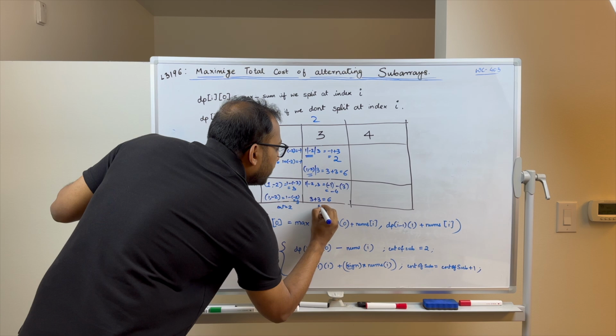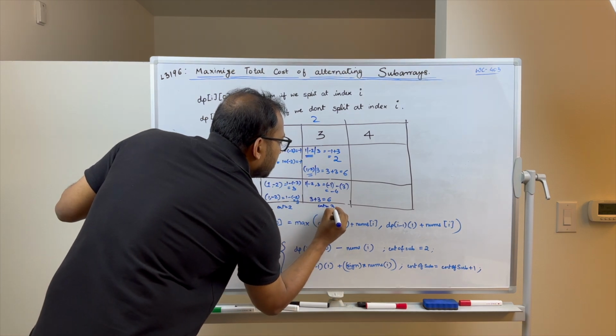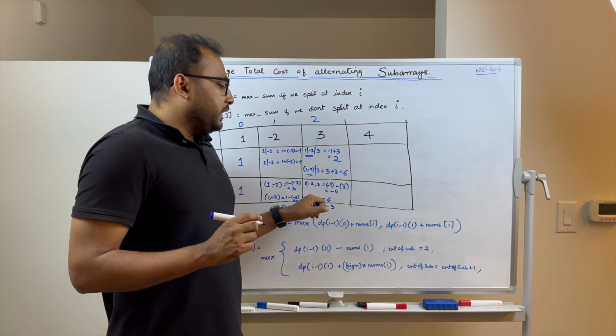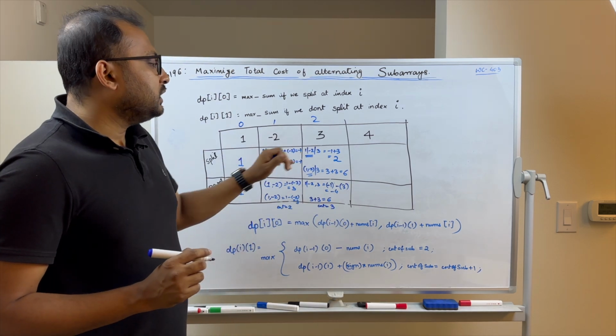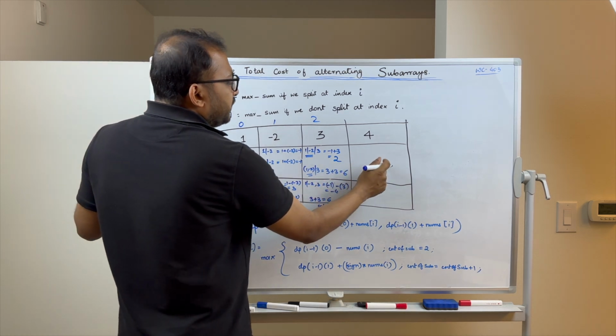And how many elements do we have in our count? Count is 3. So if we do not do any split, we can get 6 as the sum, and the count of elements in the subarray will be 3. You can do it for yourself as well. Similarly, here what can we get now?